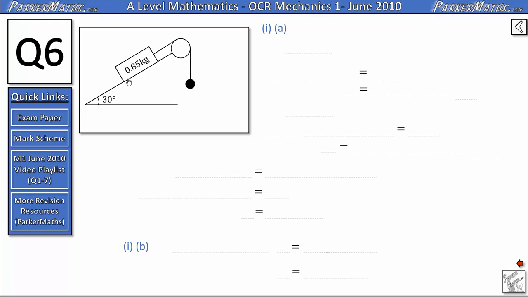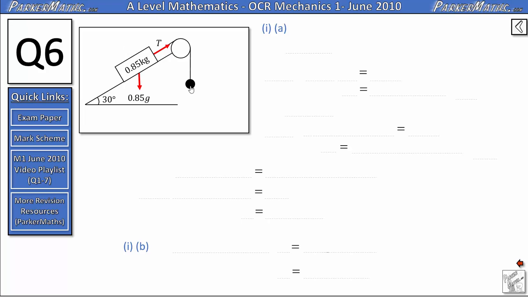So we've got a block on the slope, and it's attached by a string to a particle P, which is hanging vertically here. Adding forces to the diagram, we've got a weight force which is vertically downwards from the centre of the block of 0.85 G, and we've got a tension pulling the block up the slope which we'll call T. There is also a normal contact force coming out from the block, but since the slope is smooth we can ignore that for this problem.